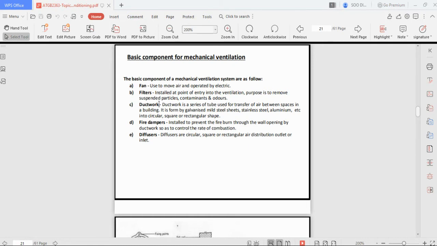And the next one is ducting. This ducting is the body, the medium to transfer the air between buildings. The ducting can go for very long. It will go from building to building, connecting at one end the inlet, which is done using natural ventilation, and at the other end the extractor, which is the fan.